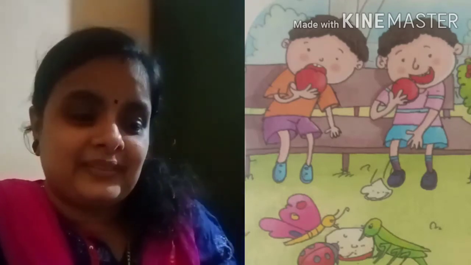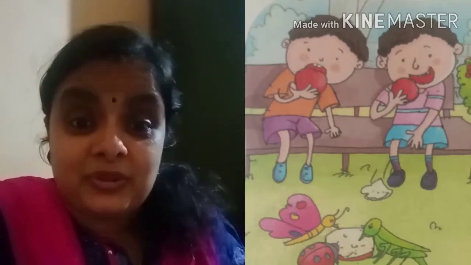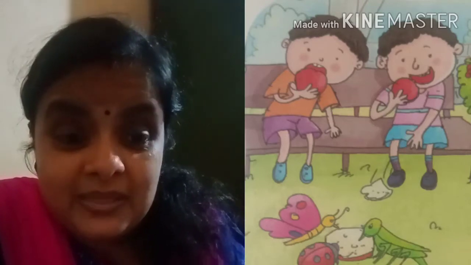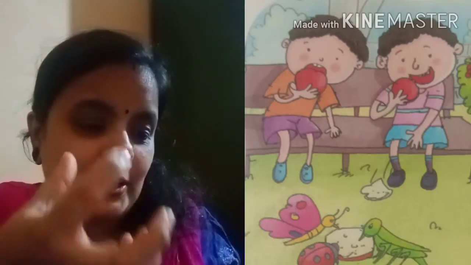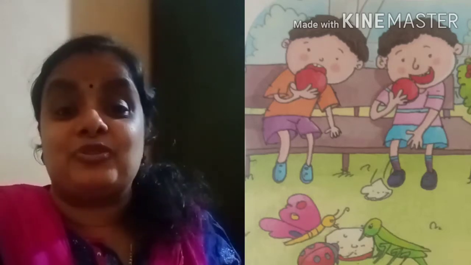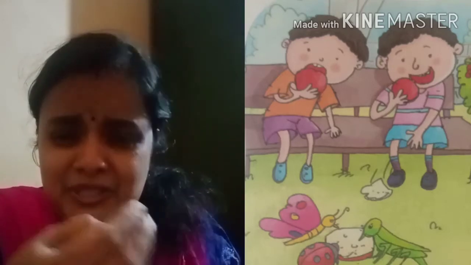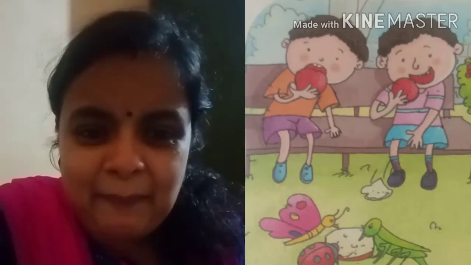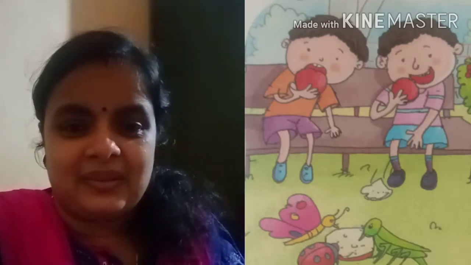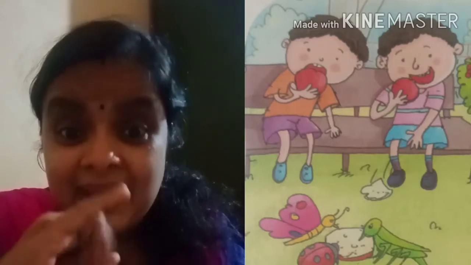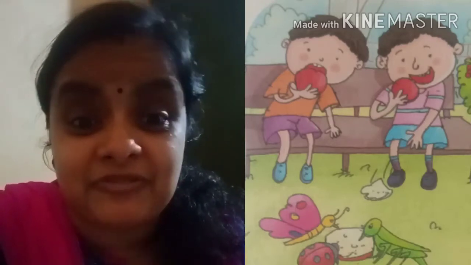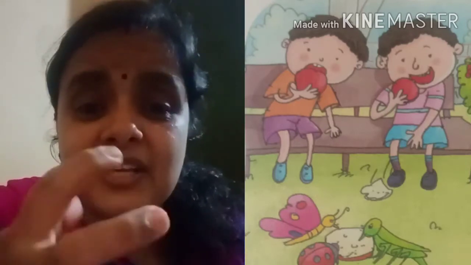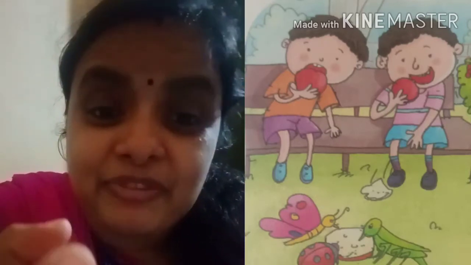That's all, no? In that picture. And there's one more thing. Did you notice that? See, they've given one piece of apple for those animals too. Those small insects are there, no? They've given one piece of apple for them too. Grasshopper, ladybug, and butterfly. 3 insects are there. So they've given a small piece of apple for them also.